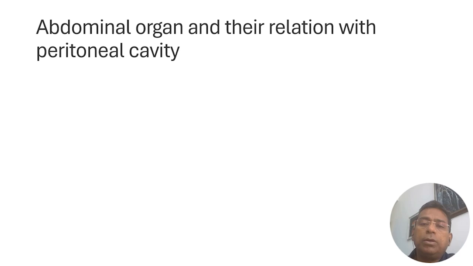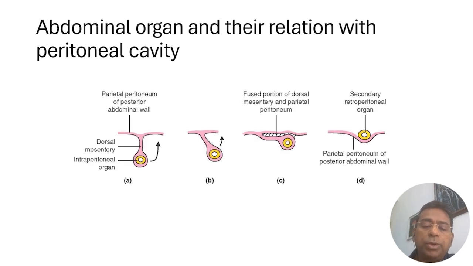Based on the relationship between the abdominal organs and the peritoneal cavity, the abdominal organs are classified into three groups. The intraperitoneal organs are the organs which are surrounded by the peritoneum and they are suspended to the posterior abdominal wall by the dorsal mesentery.